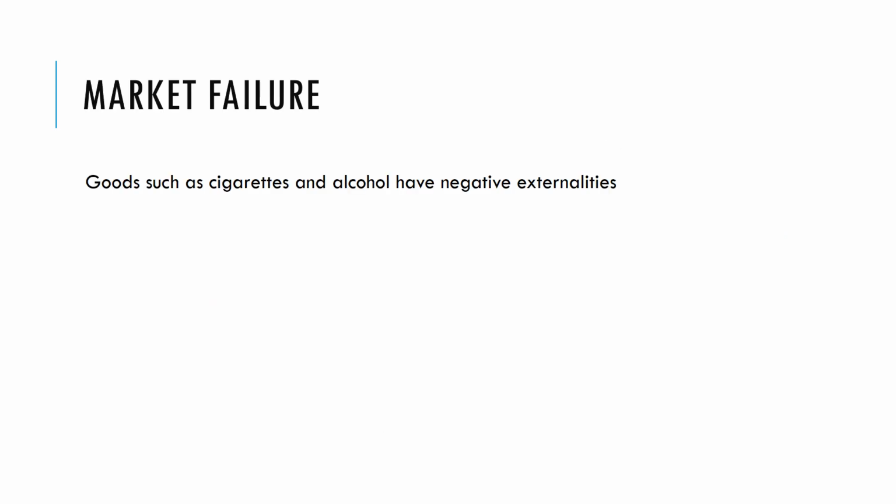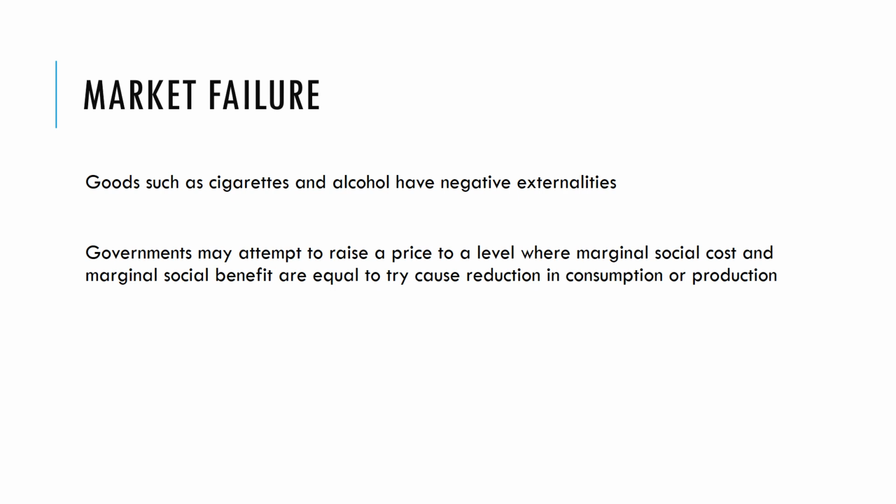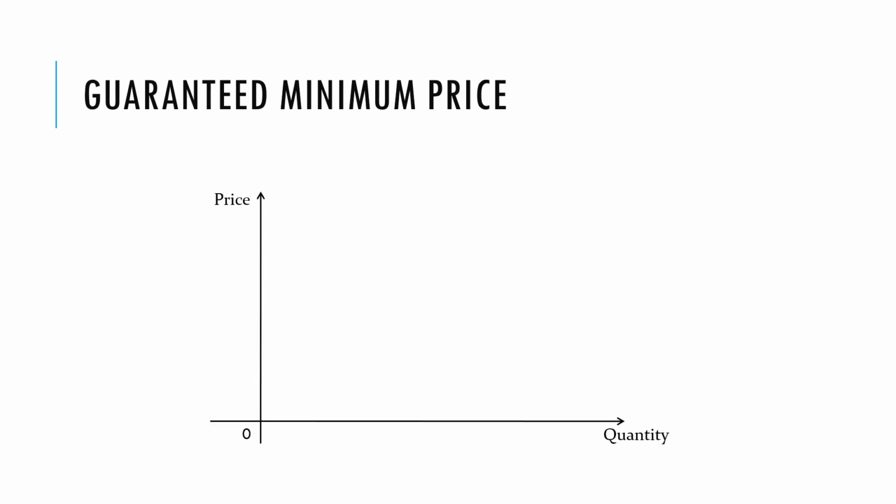So goods such as cigarettes and alcohol have negative externalities. Governments may attempt to raise the price of these things to a level where the marginal social cost and the marginal social benefit are equal to try and cause a reduction in consumption or production. Now this is often called a guaranteed minimum price scheme, and this is the way in which it works.